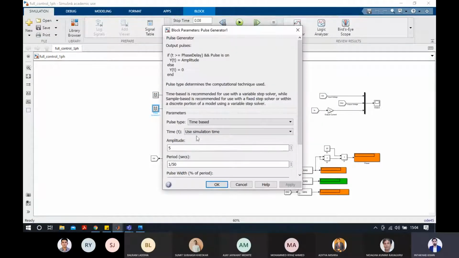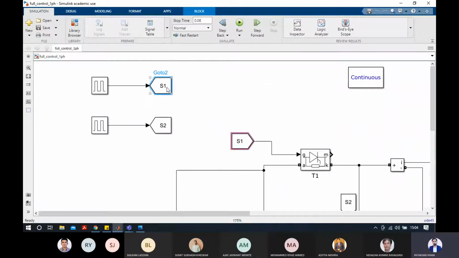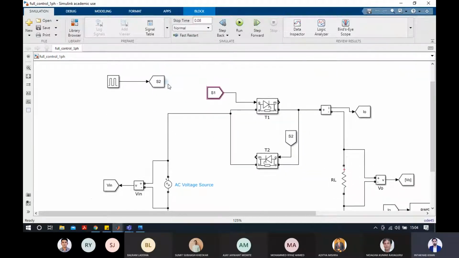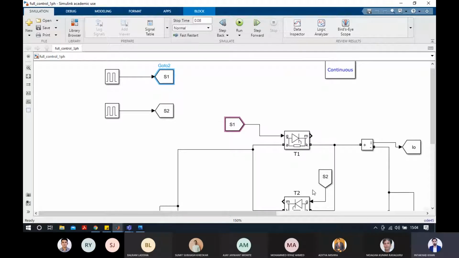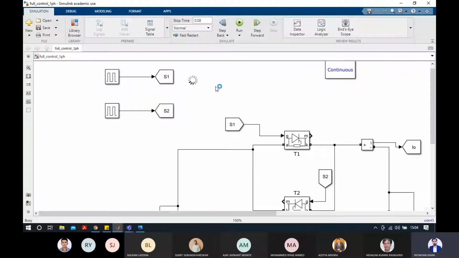And for the other pulse generator, it's 120 plus 180. So in the negative cycle, 180 degree, that is pi, plus 120 degree, the phase delay for this pulse is set. Now this is a goto block. We are using this for simplicity, since if we don't use this, we have to connect this pulse generator directly to this gate, and there will be a lot of complexity. So instead we can just search for the goto block directly.